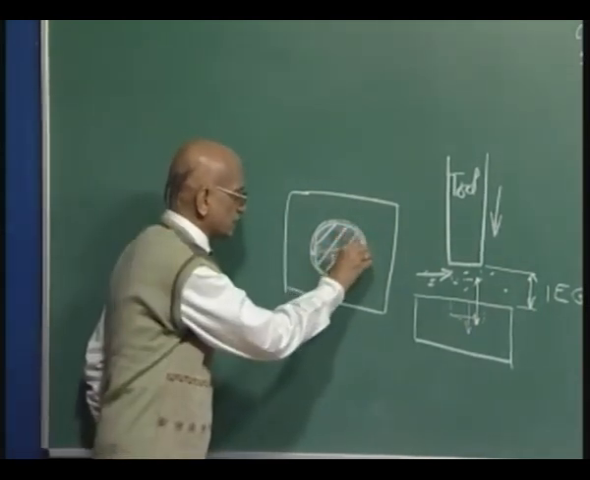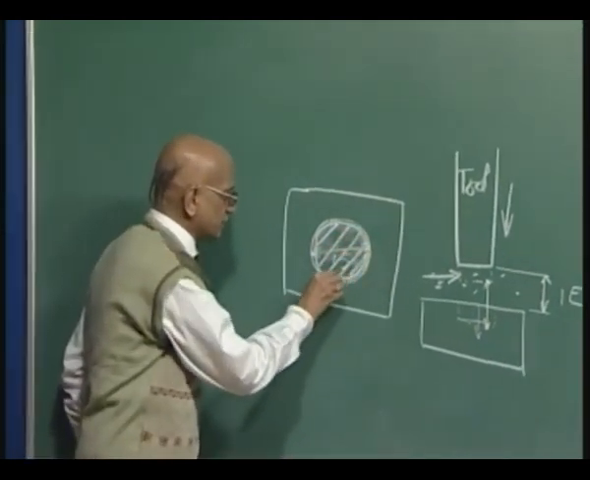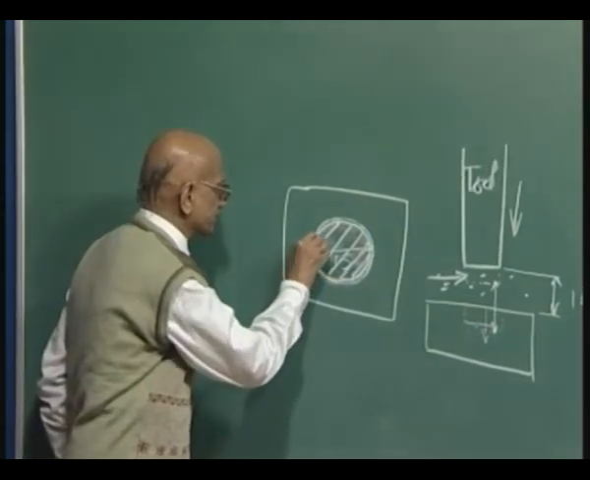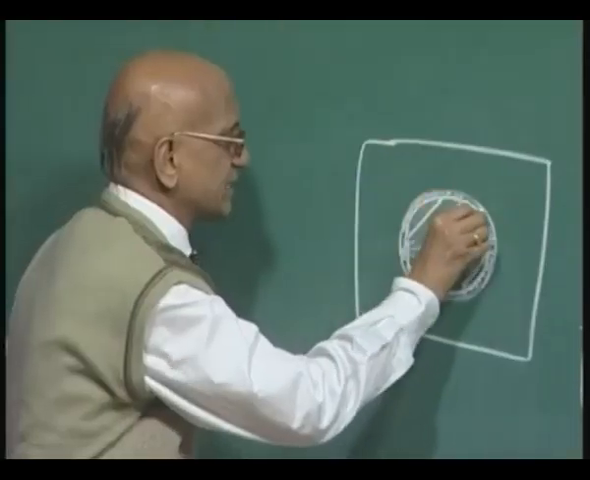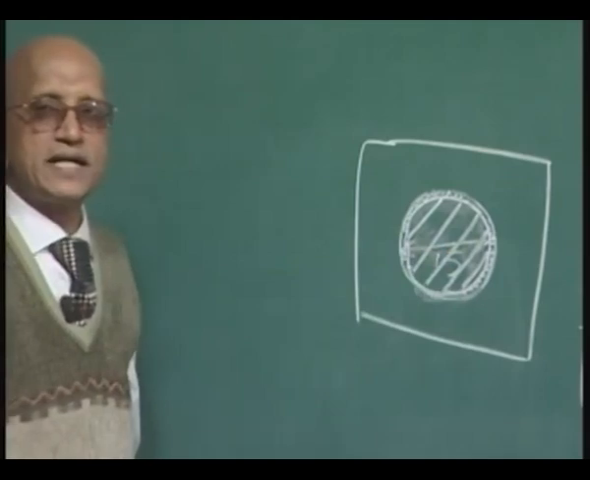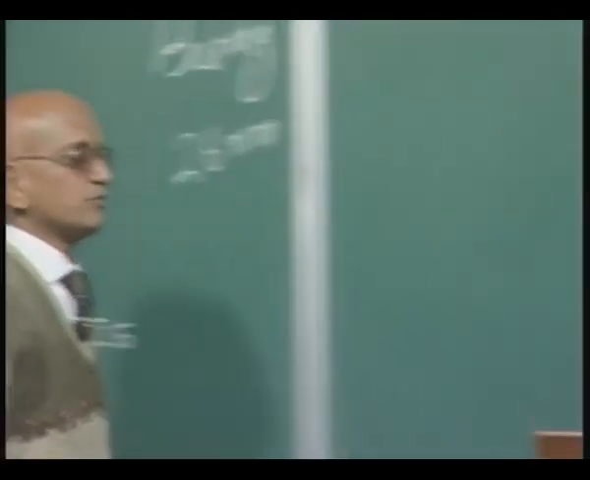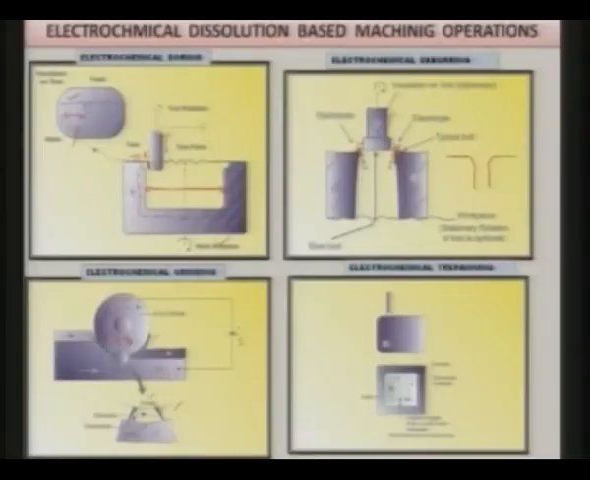When you are removing, you are dissolving only this material which is hashed. This part will come out as a solid part, and this can be used for some other purposes. So, this trepanning operation can be performed, as you can see here, that this is moving like this and removing the material, and this portion can be taken out as a solid part. You can see the male and female parts, both are shown over there.